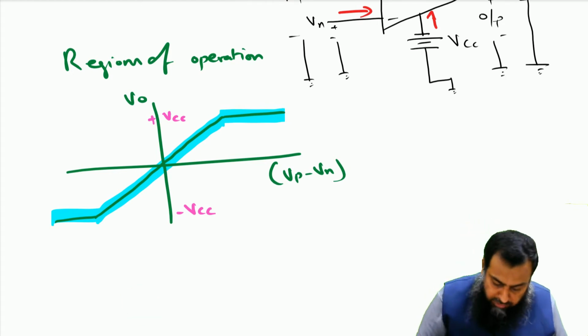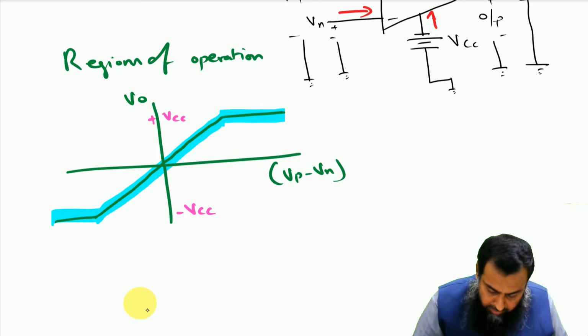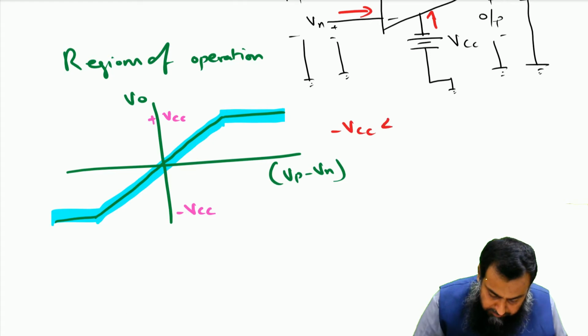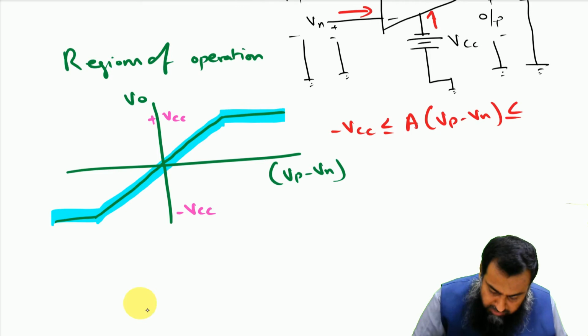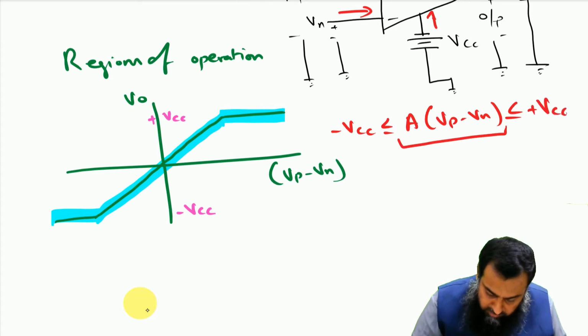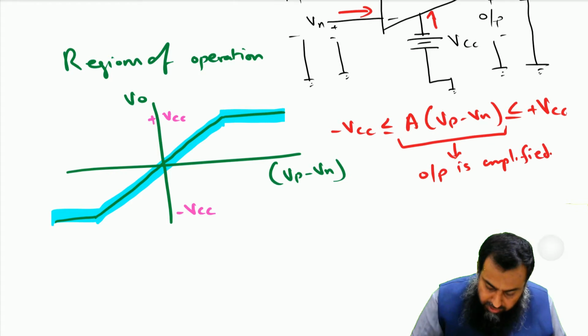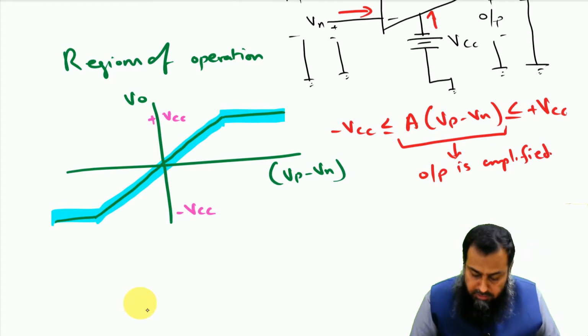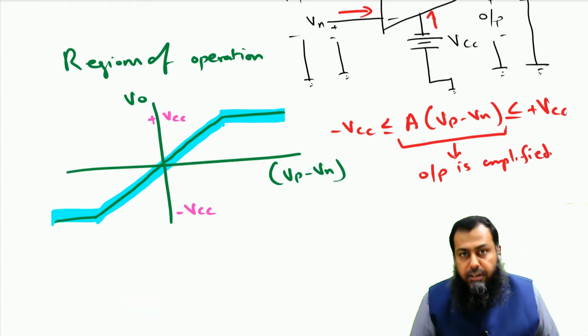Henceforward, we can write the characteristic equation as: minus VCC is less than A times Vp minus Vn, which should be less than plus VCC. Now this particular region is of our interest. This output is amplified only in this particular region, and therefore this particular point is of much interest for us.